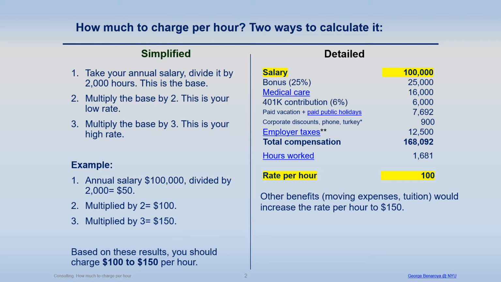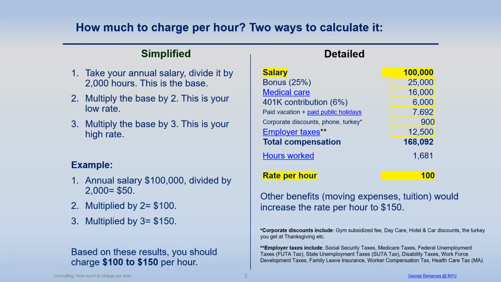Let's start with a salary of $100,000. We add a bonus, medical care for a family of 4, a 401k, paid vacation, public holidays, corporate discounts, see the footnote, employer taxes, see the footnote, and we get to a total compensation which is 68% higher.